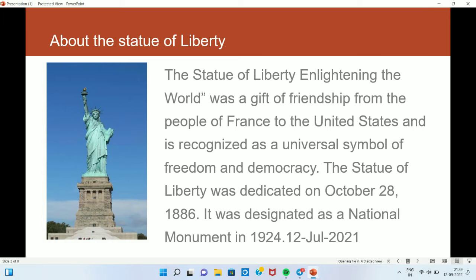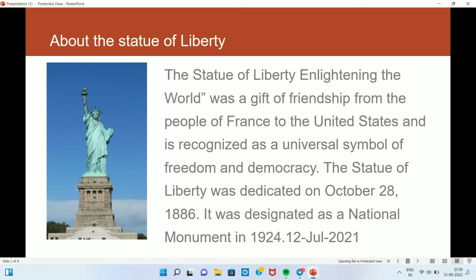The Statue of Liberty Enlightening the World was a gift of friendship from the people of France to the United States and is recognized as a universal symbol of freedom and democracy. The Statue of Liberty was dedicated on October 28, 1886. It was designated as a national monument in 1924.